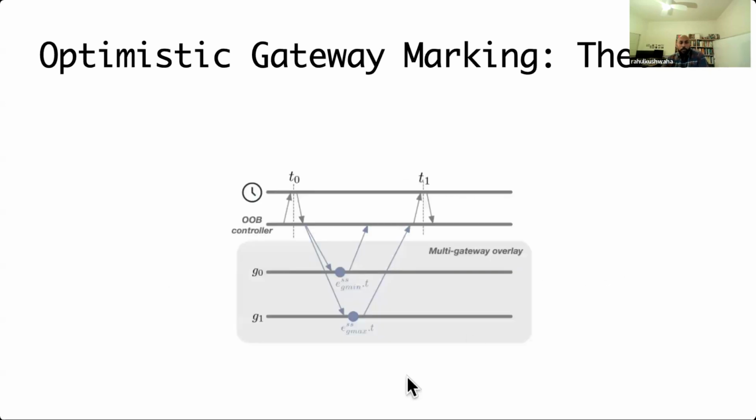So one way to think about it is if G0 and G1 are gateway machines, and these solid dots mean that the snapshot process has started taking place. So we can approximate by saying that at time T0, there's an OOB controller, which means out-of-band controller. Here we start the snapshot process, it goes to G0, goes to G1, and then we receive it back at T1, right? And we can assume that if none of the messages pass between T0 and T1, then we are fine, right?